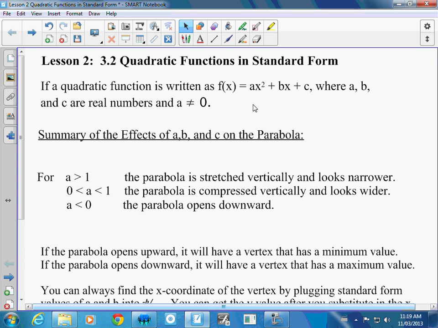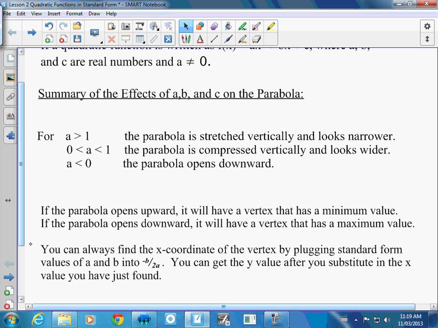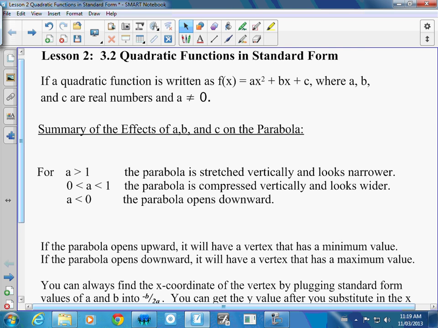Okay, so let's look here. Summary of the effects of A, B, and C on the parabola. If A is greater than 1, so if the number in front of the x squared is greater than 1, what does it do to the parabola? It makes it narrow. Is that correct? Remember if it was like 2x squared or 3x squared or 4x squared, it makes it really narrow. The bigger the number, the narrower it is. What if it's between 0 and 1? Like a half x squared or a third x squared or a quarter x squared, what does it do? Makes it wide, right? It's compressed vertically and wider.